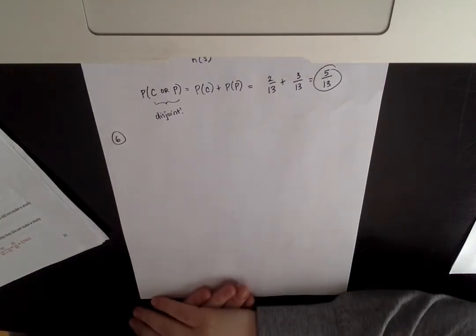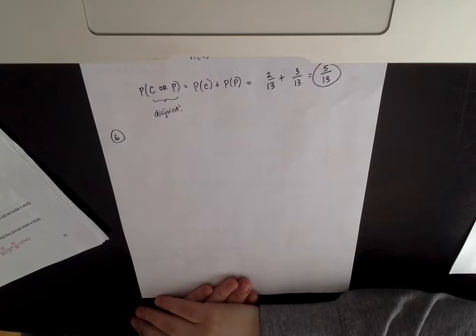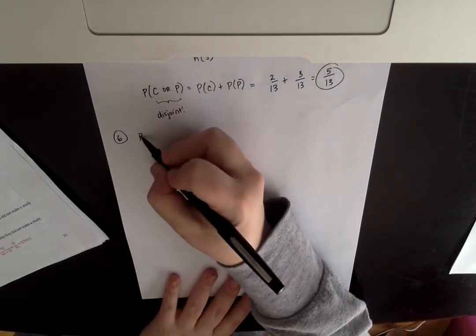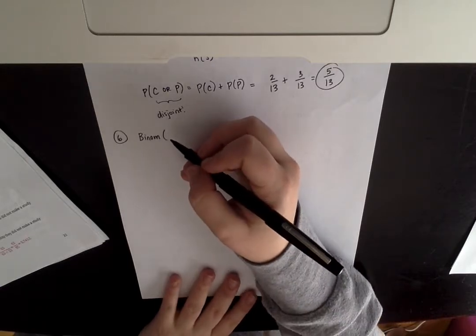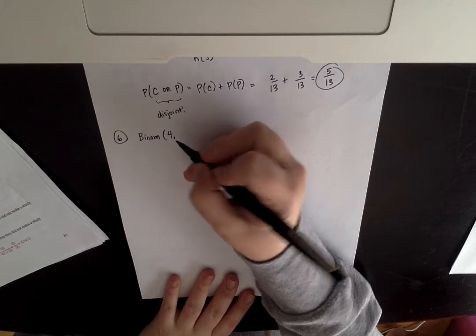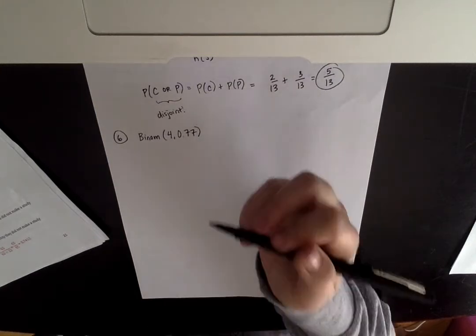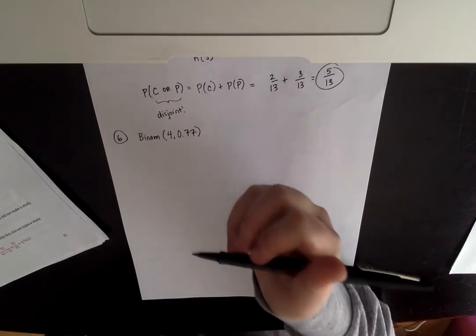A survey found 77% of bike riders sometimes ride without a helmet. 4 bikers are randomly selected. Find the probability that at least 3 do not wear a helmet. Okay, so this is a binomial. They either wear the helmet or they do not. We are selecting 4 bike riders at a time, and we have a probability of 77% that they ride without a helmet.